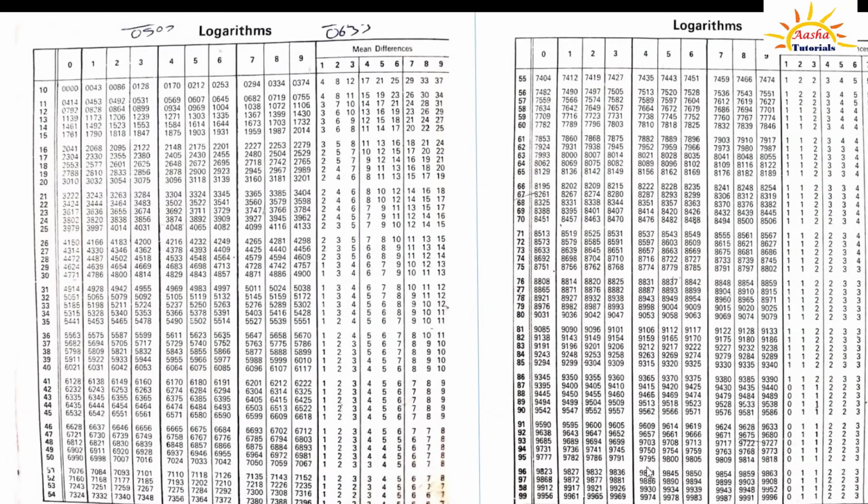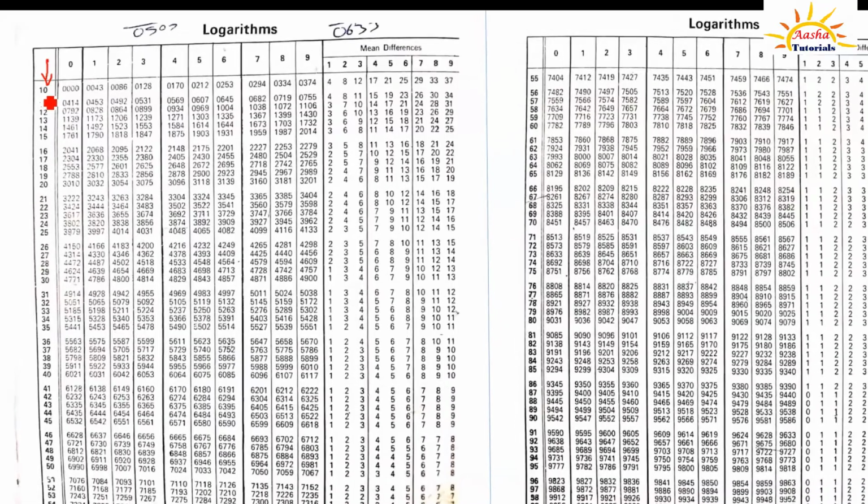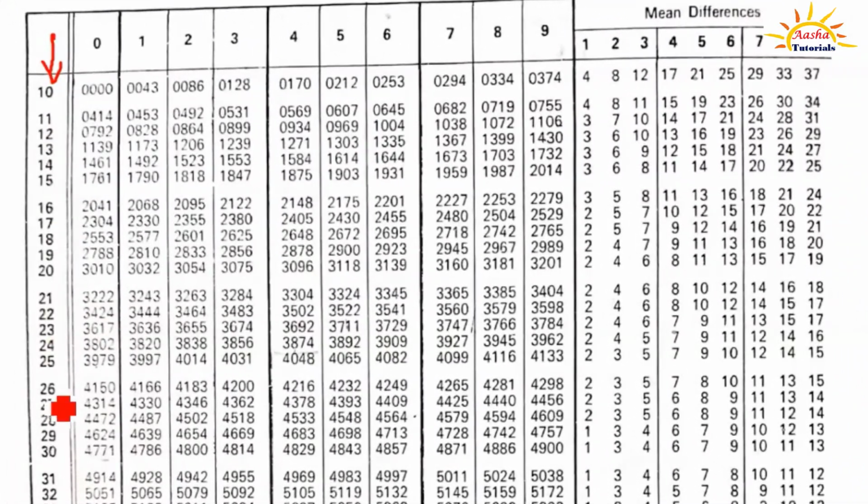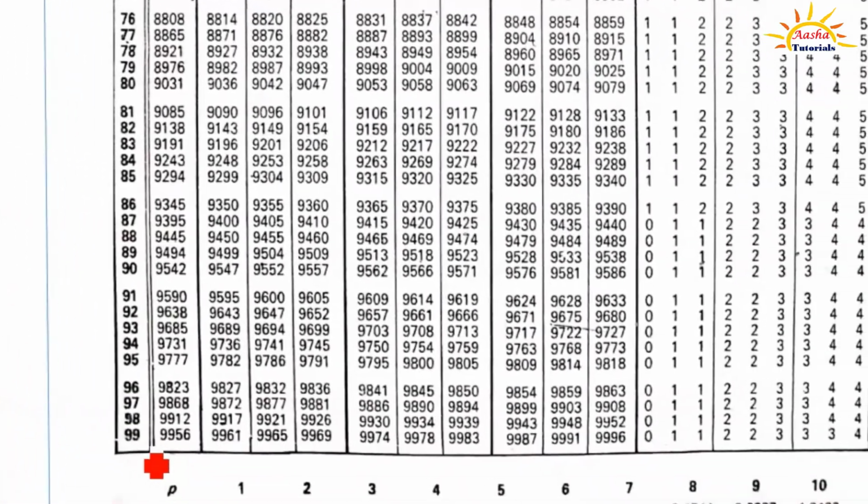And here comes our main important point, that is this logarithmic table. Carefully see what things are mentioned in this table. This is very important. Here you find this first table, in which the values are given from 10, 11, 12, like this up to 99.